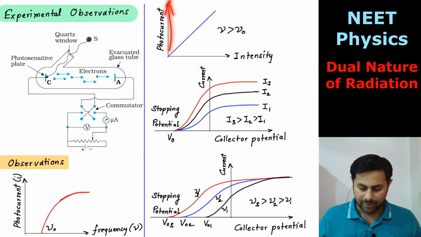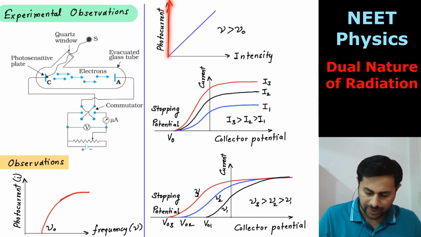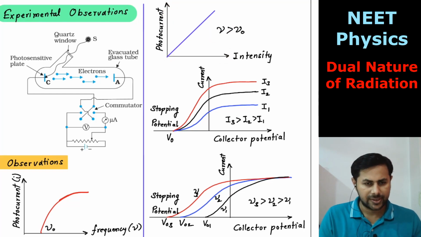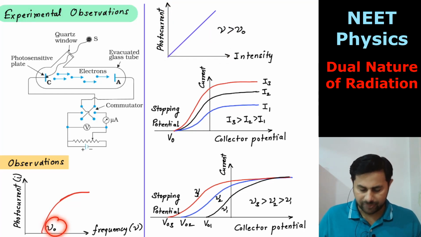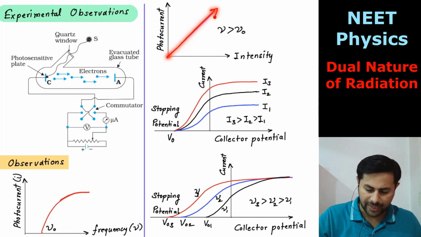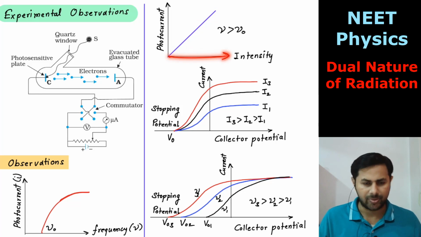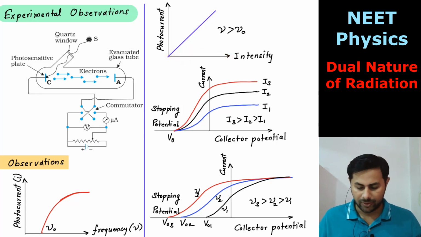See the next graph. The next graph is between the photocurrent and the intensity. Here you fix some frequency greater than the threshold frequency. If the frequency is greater than the threshold frequency, then the photocurrent is directly proportional to the intensity. This is the second graph.